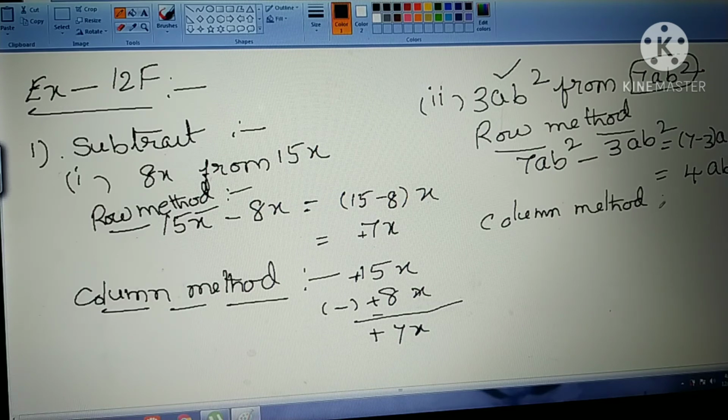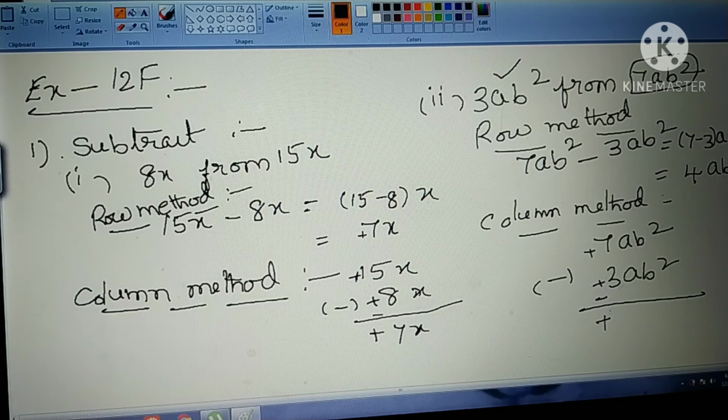So what we have learned: from which we have to subtract, that we have to write first. In column-wise we have to write all the algebraic expressions. Next, which one do you have to write? 3ab square. What is the mathematical operation we are doing here? Minus. So what is the sign of this one? Plus. What is the sign of this one? Plus. Now what to do for subtraction? We have to change the sign of the last algebraic expression. How much do you get here? The bigger number's sign you will get. So plus. So 7 minus 3, 4ab square. As it is, you have to carry these variables. Otherwise they are like terms. Okay. Understood? Okay.